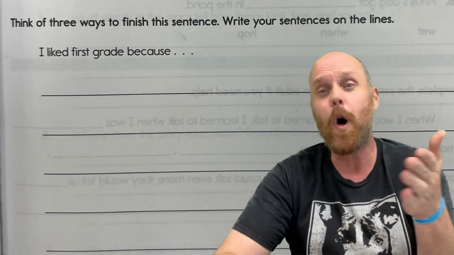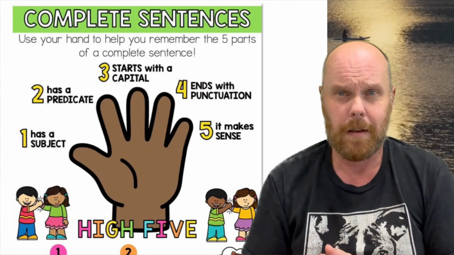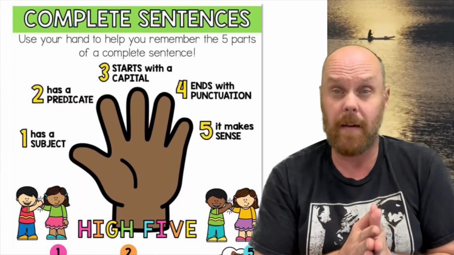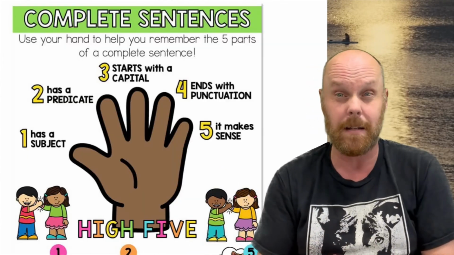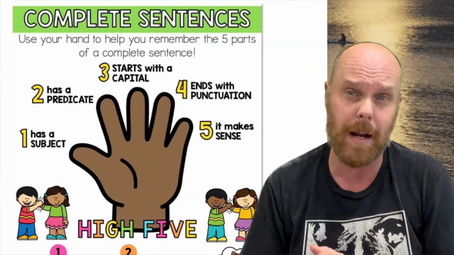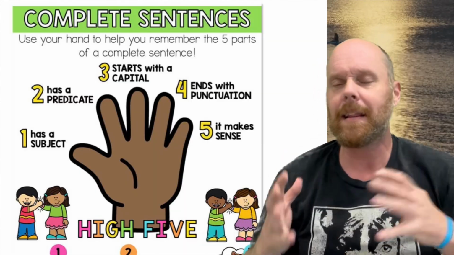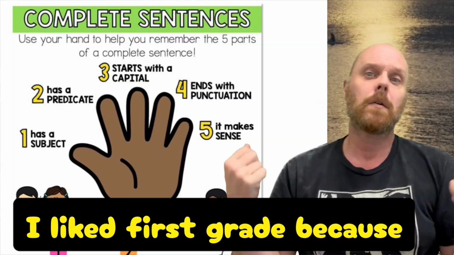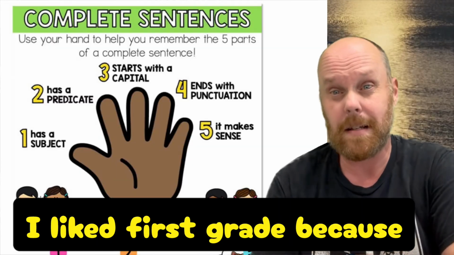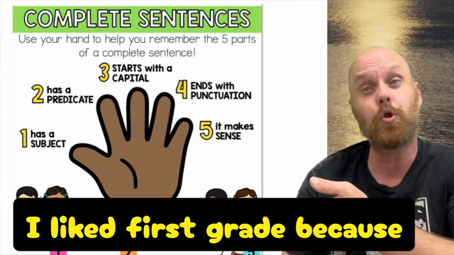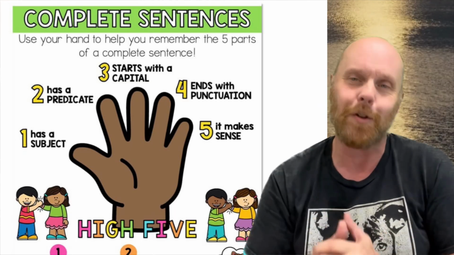Now, if you don't already know, a sentence has 4 major parts. All right. The first thing you're going to have is a subject. You're going to have a who your sentence is about. Now, in this case, you're writing down what you like about first grade, so the subject is going to be I. You can actually start your sentence, I liked first grade because, well, things that you could do. The second thing that every sentence has is what's called a predicate. Now, a predicate usually starts with a verb. This is an action or what you did in first grade.